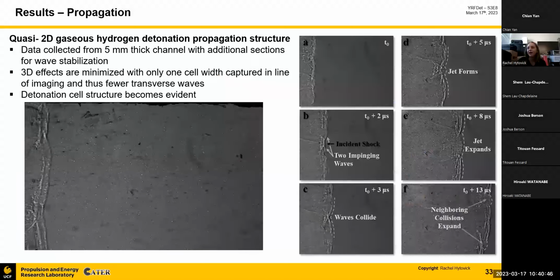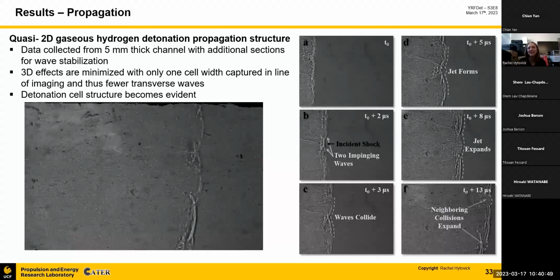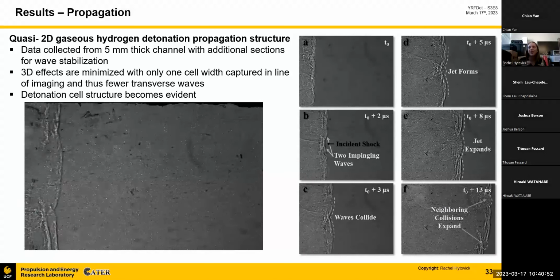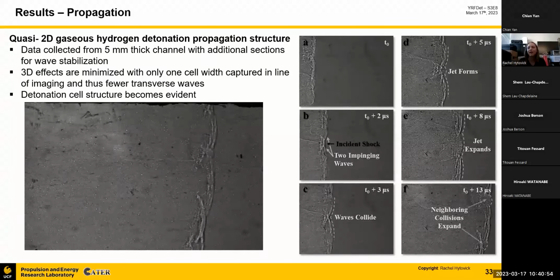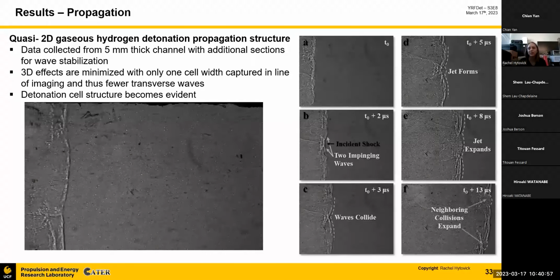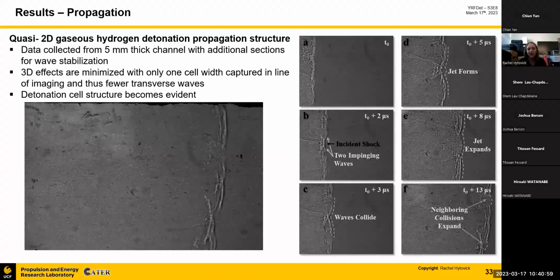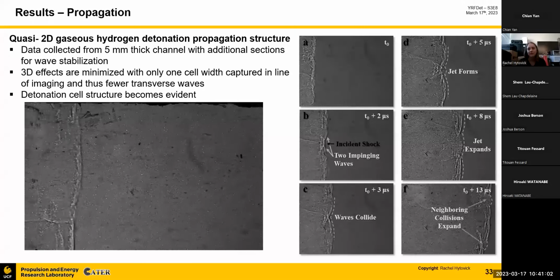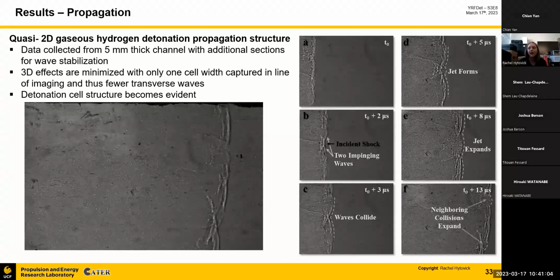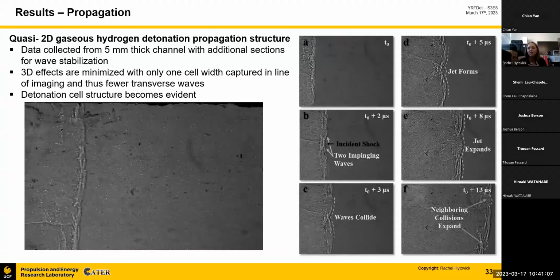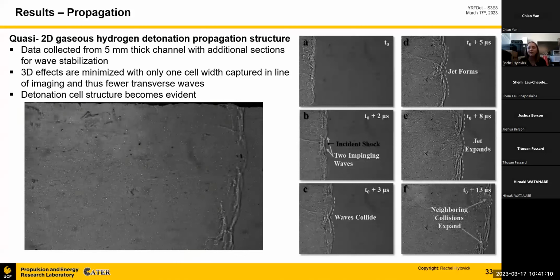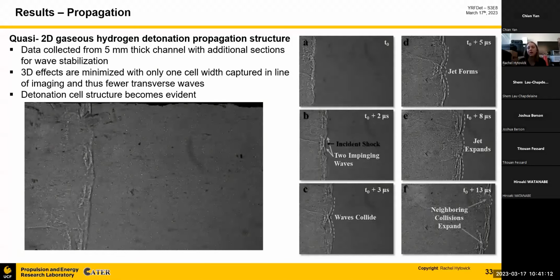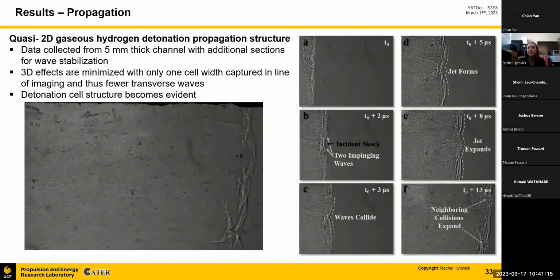So then from that, we went and closed it into a 2D channel. So our quasi 2D is 5mm thick. Our hydrogen air cells at stoichiometric are supposed to be at 15mm, and then at a lean equivalence ratio, it should be about 25. We measure ours usually around 17mm, so we are slightly smaller on that side. But with that, the 5mm thick being very small relative to the detonation cell, being about 1/3, it does cancel out a lot of those 3-dimensional effects.